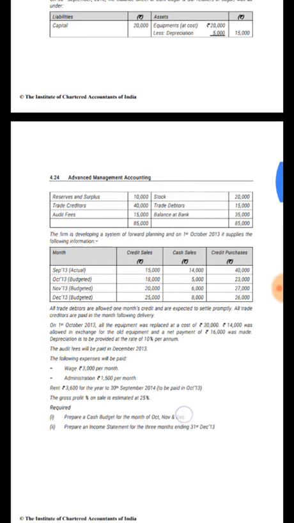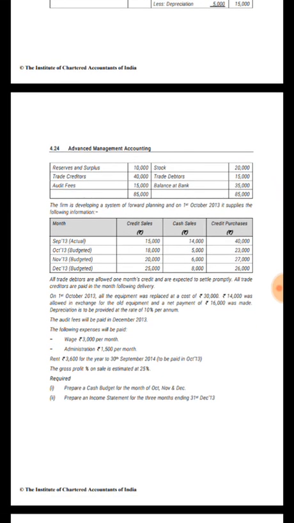The firm is developing a system of forward planning, and on 1st October 2013 it supplies the following information. Okay, month is given, credit sale is given, cash sale is given, credit purchase is given. Okay, this data is as on the 1st October 2013.